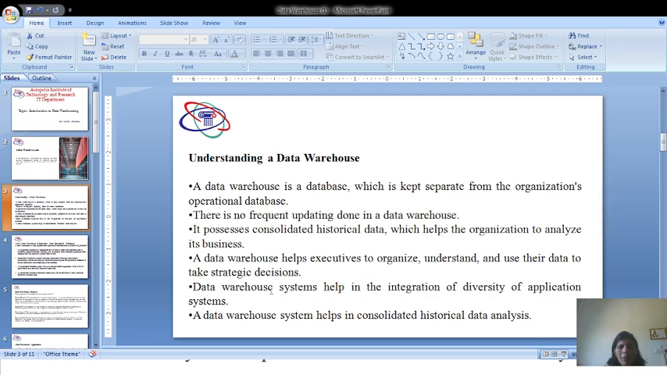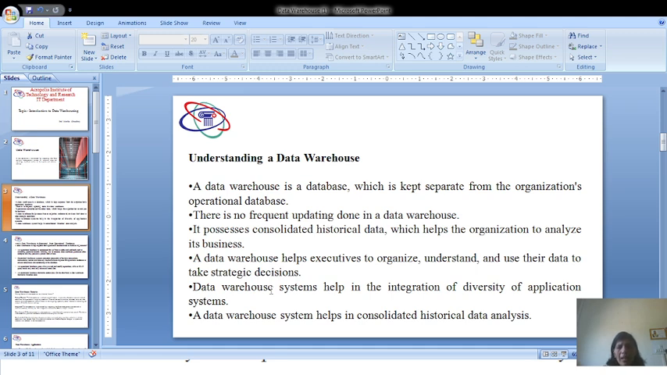Data warehouse is a place where we store the historical data of an organization. A data warehouse is a database which is kept separate from the organizational operational database. There is no frequent updating done in the database. As we know that the data warehouse is storing historical data, we can't update that data. Historical means history will remain, so we can't update data in back. It possesses consolidated historical data which helps the organization to analyze its business.